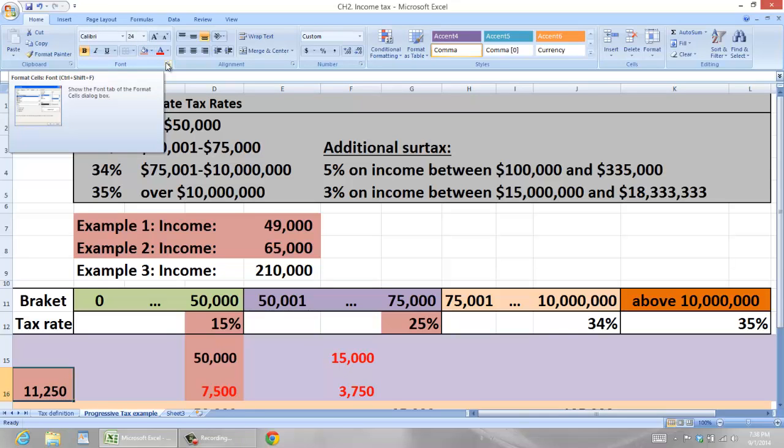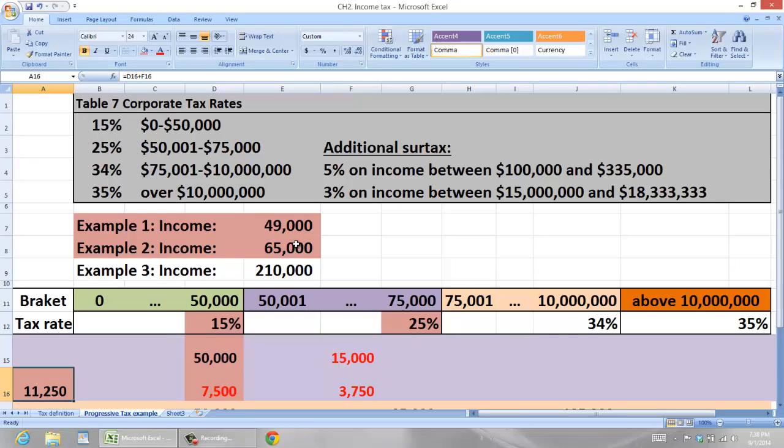So you see, it is 100% wrong if you simply take the total earning of 65 and multiply by the highest tax rate applicable to you. Sure enough, 65 multiplied by 25% is totally wrong. Okay, so we have to follow step by step, like what we did.